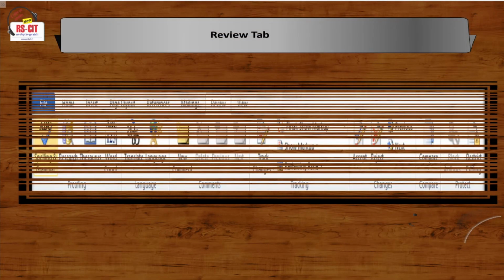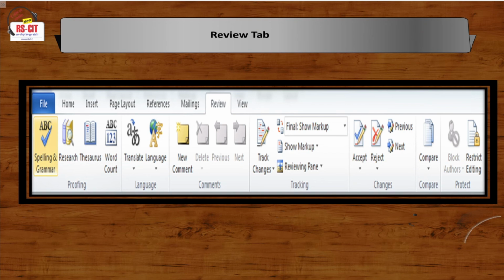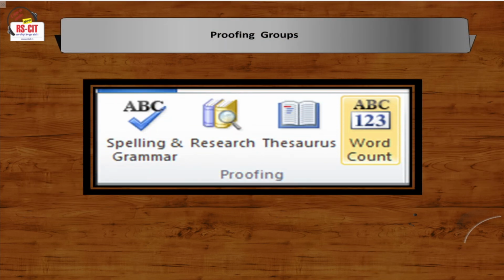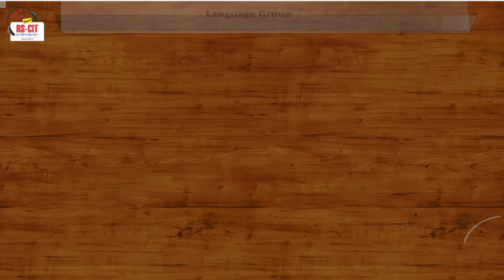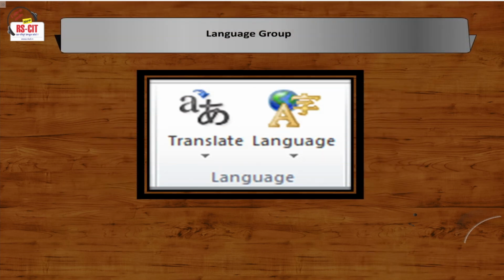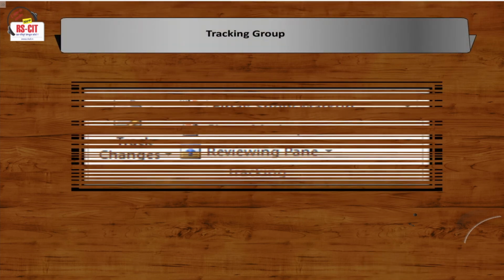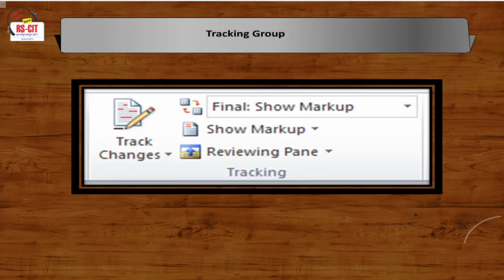Review tab comprises groups like proofing, language, comments, tracking, changes, compare, and protect groups. Proofing group contains spelling and grammar, research, thesaurus, and word count options. Language group has translate and language options. Comments group has new comment, delete, previous, and next options. Tracking group has track changes, final show markup, and reviewing pane options.